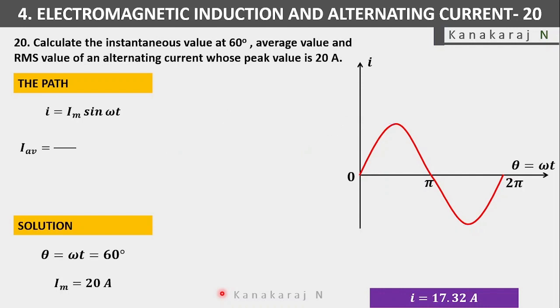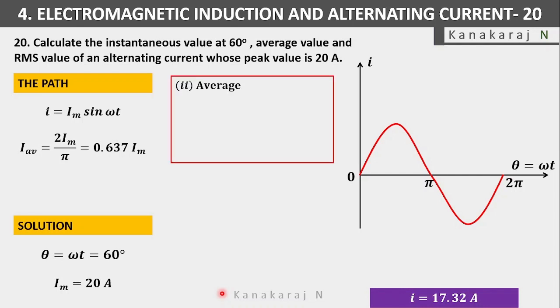The average value of alternating current equals 2 Im by pi. Right, 2 divided by pi is 0.637 Im. You can use this formula directly and you can simply get your answer, the average current. Let us know how we get this formula. So this is very simple.